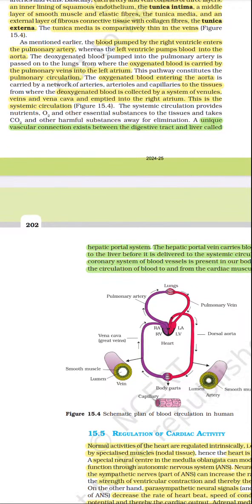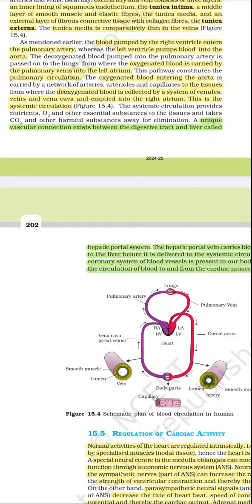As mentioned earlier, the blood pumped by the right ventricle enters the pulmonary artery. The left ventricle pumps blood into the aorta. Oxygenated blood is carried by the pulmonary veins into the left atrium.